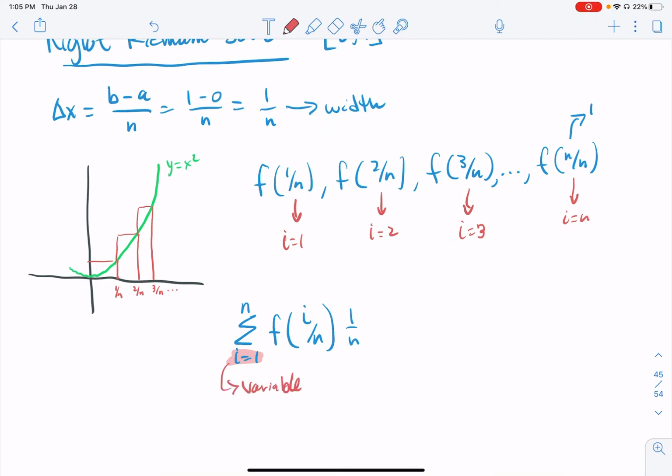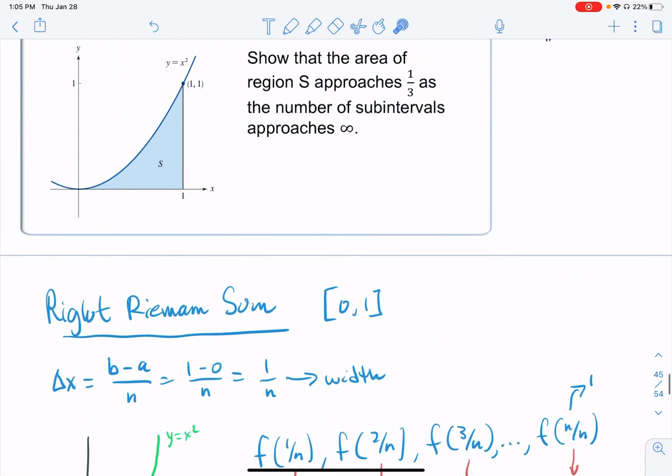Everything else is a constant, including this n. I know we're changing the value of n, but not for the summation. Since this is a constant, constants get to come out. It's going to be common to each one of the things that we sum, each one of the products basically. And we saw that in a number of these examples.